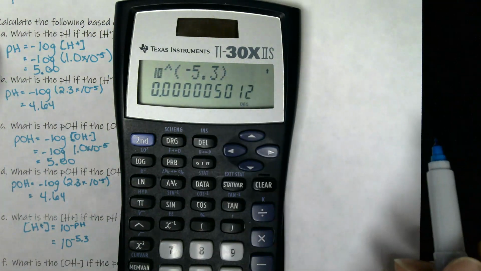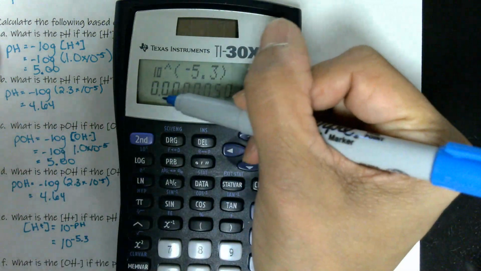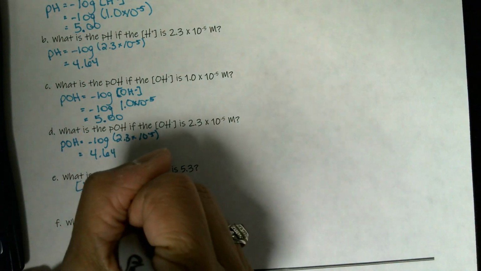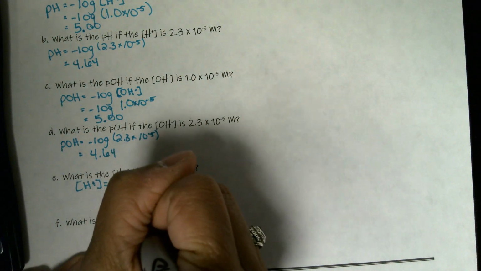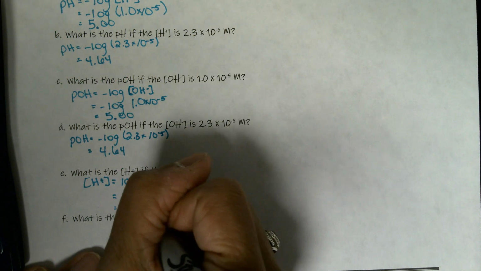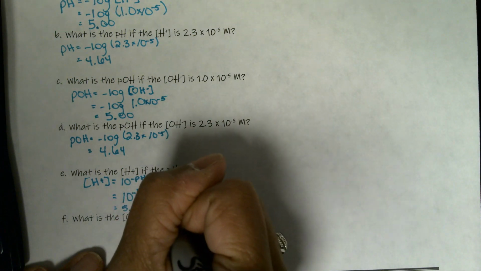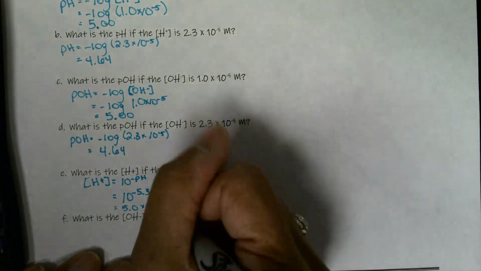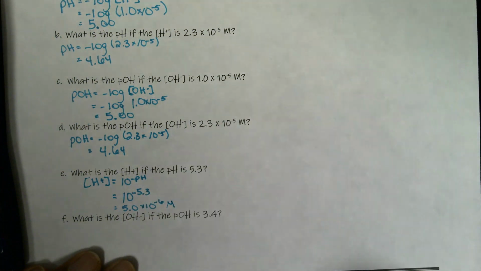So we've got a whole bunch of digits here. Move that decimal place over. We've got 1, 2, 3, 4, 5, 6. So it's equal to 5.0. Let's see, I have 2 digits there, so that's good. 5.0 times 10 to the negative 6. And then because this is concentration, that should be molarity.